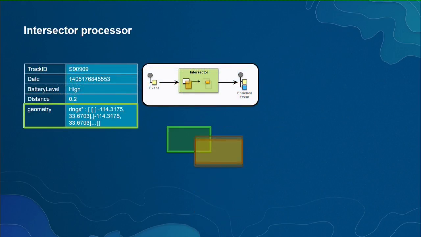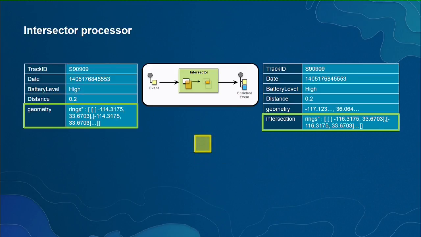So in this case, I received in some rings, a polygon. I determined the intersection there as the yellow square and output as an enriched event with the new polygon that represented the intersection.